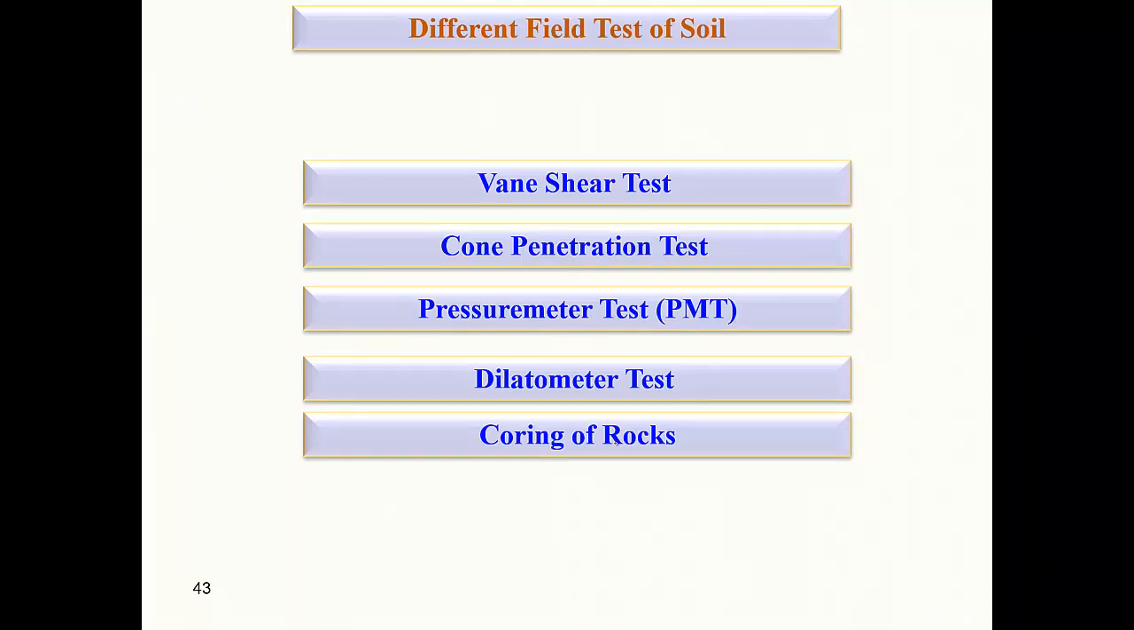And now I can give you some idea of the different kinds of tests by which we can get the soil properties. The name of this test is like vane shear test. This is another popular test. Cone penetration test, pressure meter, where you use the pressure meter. Dilatometer, coring of rock, which is specially used for rock. So, using these different test methods, we can also find out the soil parameters.